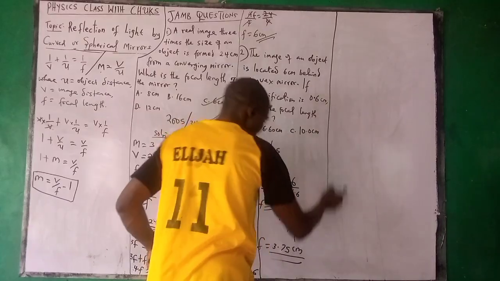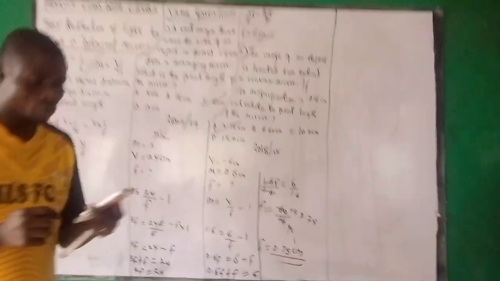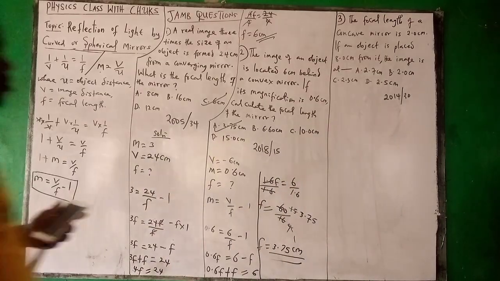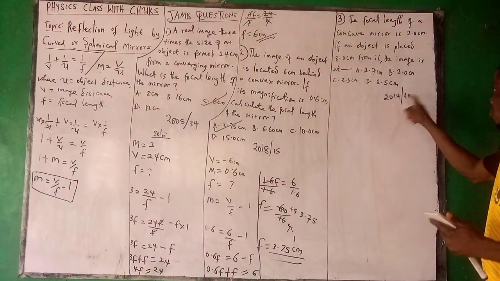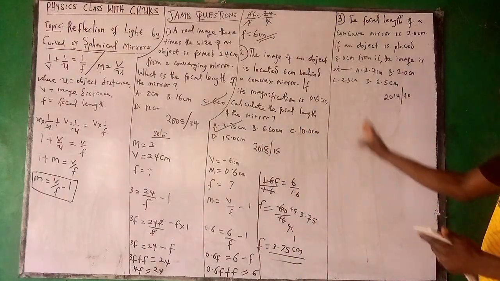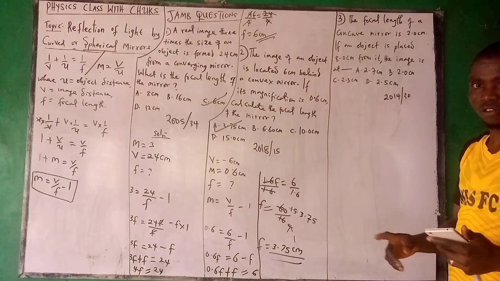Let's go to the next question. Alright, so let's solve the mathematical question. It was taken from the year 2014, question number 30. Remember, all these are JAMB questions, so take note of it.